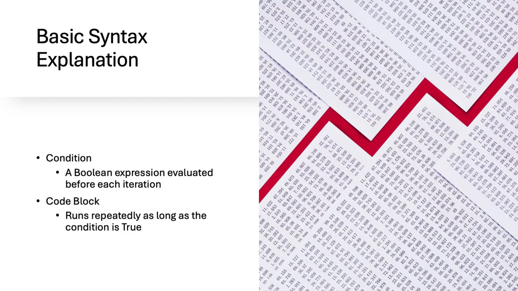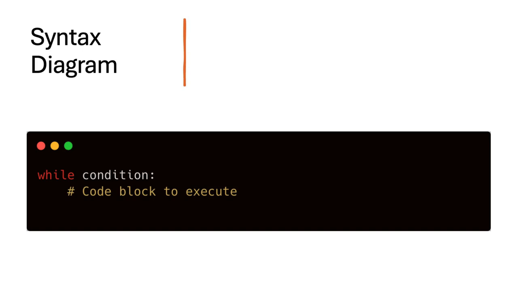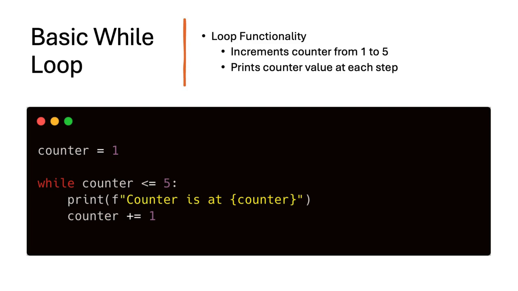The basic syntax of a while loop includes a condition and a code block. The condition is a Boolean expression evaluated before each iteration, and the code block runs repeatedly as long as the condition is true. Here's the basic syntax of the while loop: the while is followed by the condition that will be evaluated, and then the code block to execute while the condition is true. Here's an example of a loop that increments a counter from 1 to 5, printing its value at each step.